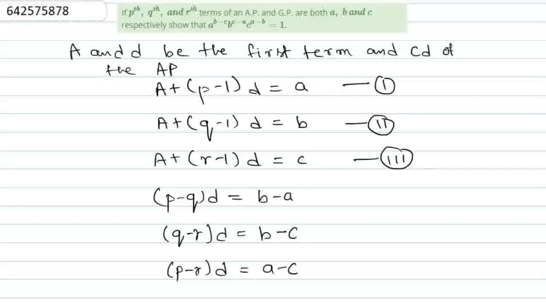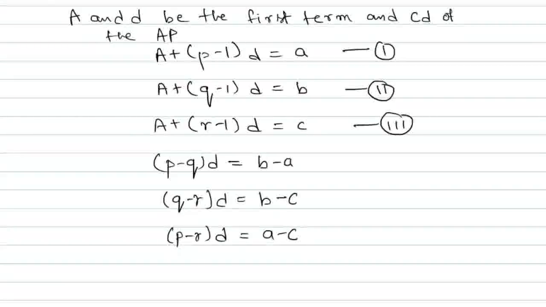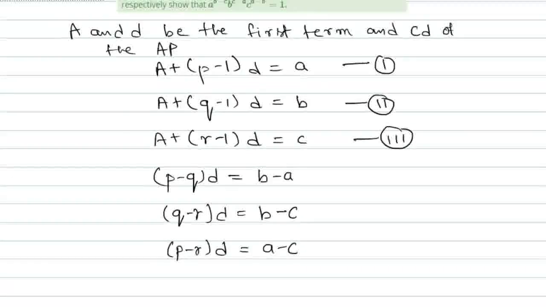Or we can say that, as we have to get c minus a as it is given in the question, we can say that R minus P into D is equal to c minus a.